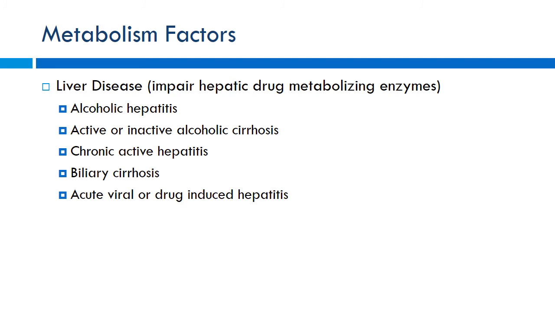So there are problems that can come about with liver metabolism. Especially if you have liver disease, this can impair the ability to metabolize a lot of these substances. So things like alcoholic hepatitis. Usually chronic alcoholics have issues where they are not metabolizing drugs quite as quickly. They have cirrhosis, which you guys know what cirrhosis is. What is that?